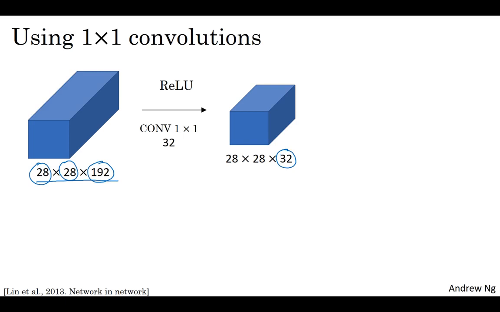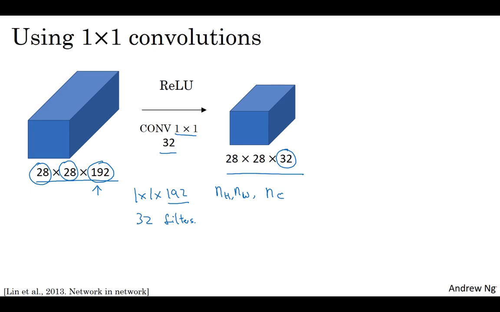Well, what you can do is use 32 filters that are 1 by 1. And technically, each filter would be of dimension 1 by 1 by 192, because the number of channels in your filter has to match the number of channels in your input volume. But you use 32 filters, and the output of this process will be a 28 by 28 by 32 volume. So this is a way to let you shrink n_C as well, whereas pooling layers are used just to shrink n_H and n_W, the height and width of these volumes.